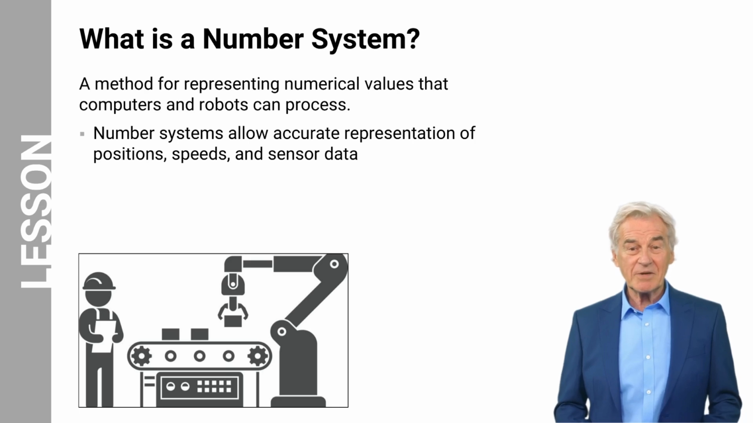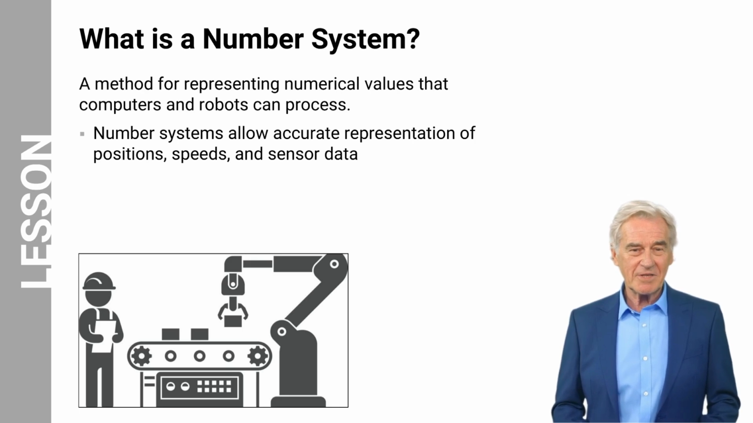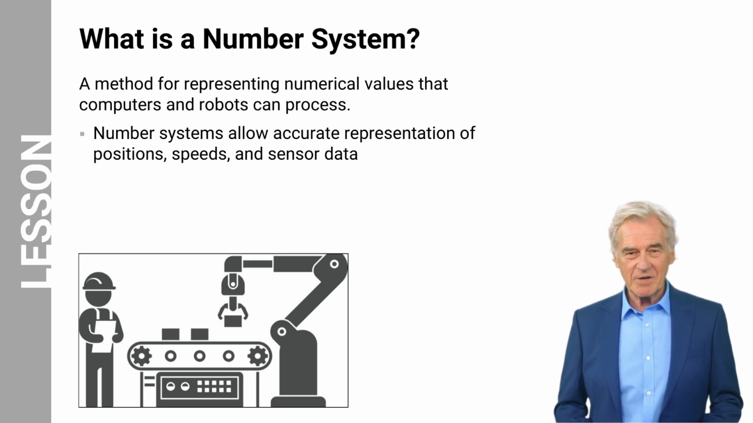Let's describe what a number system is and its importance in robotics and computing. A number system is a fundamental method for representing numerical values that computers and robots can process and understand. These systems are critical as they enable accurate representation of essential data like positions, speeds, and sensor readings, forming the foundation of how machines interpret and work with numerical information.